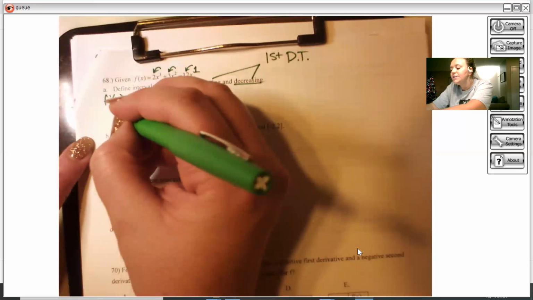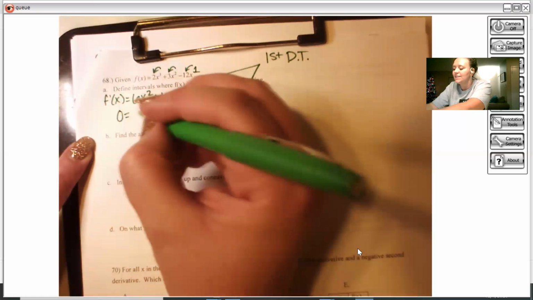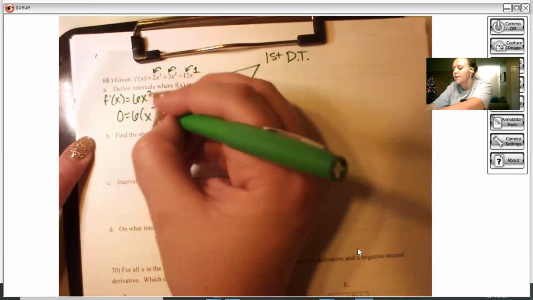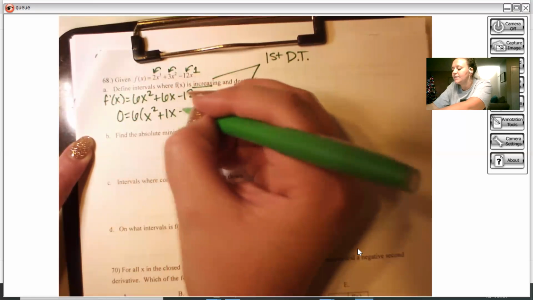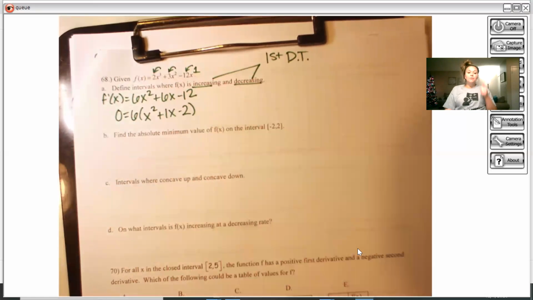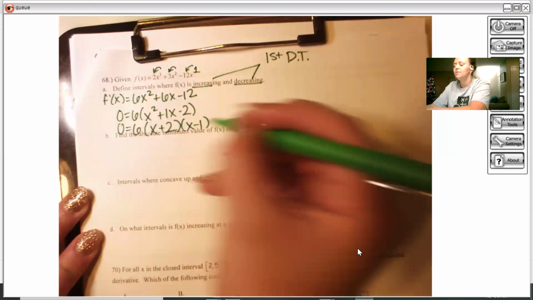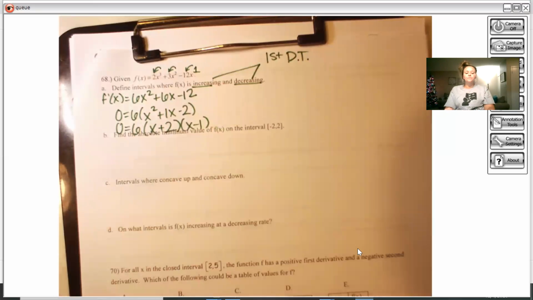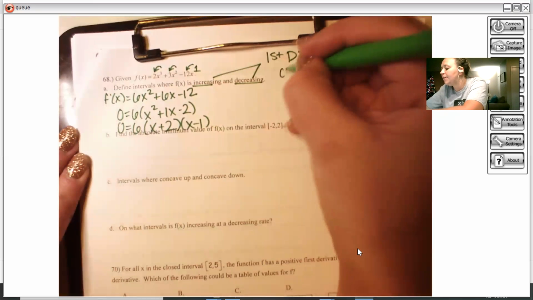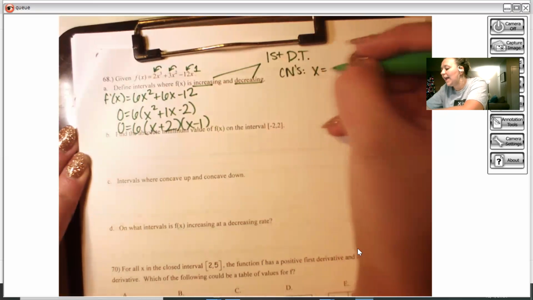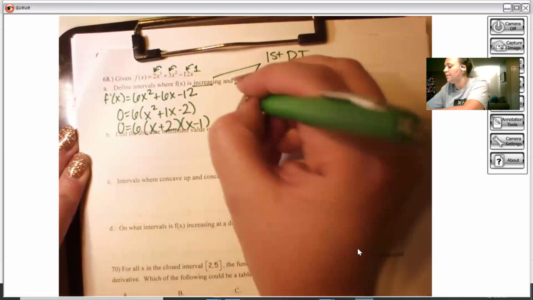Then I set it equal to 0 because I'm looking for my critical numbers. I see I can pull a 6 out of there. So I have x squared plus 1x minus 2. I need numbers that multiply to -2 and add to 1. So I could do x plus 2 and x minus 1, which means my critical numbers, where I could have a min or a max, are going to occur at -2 or +1.